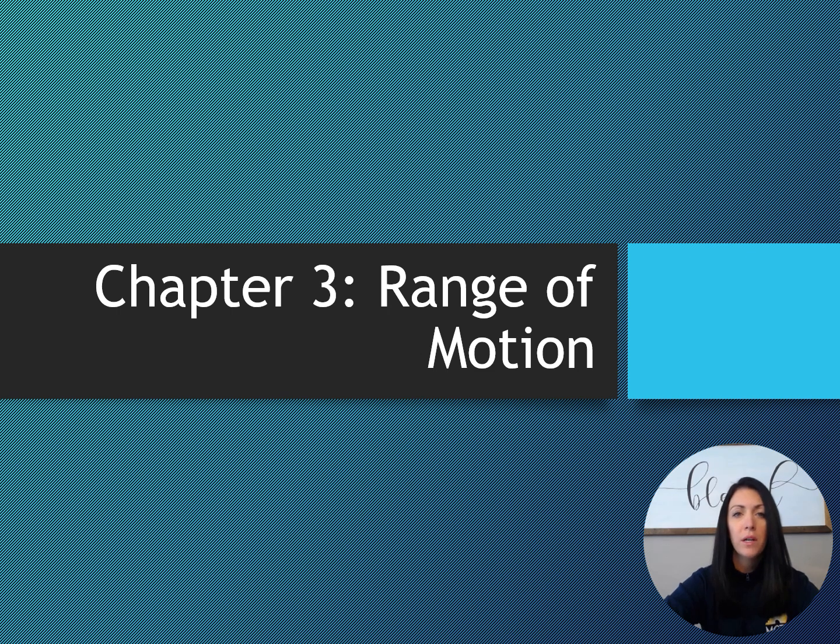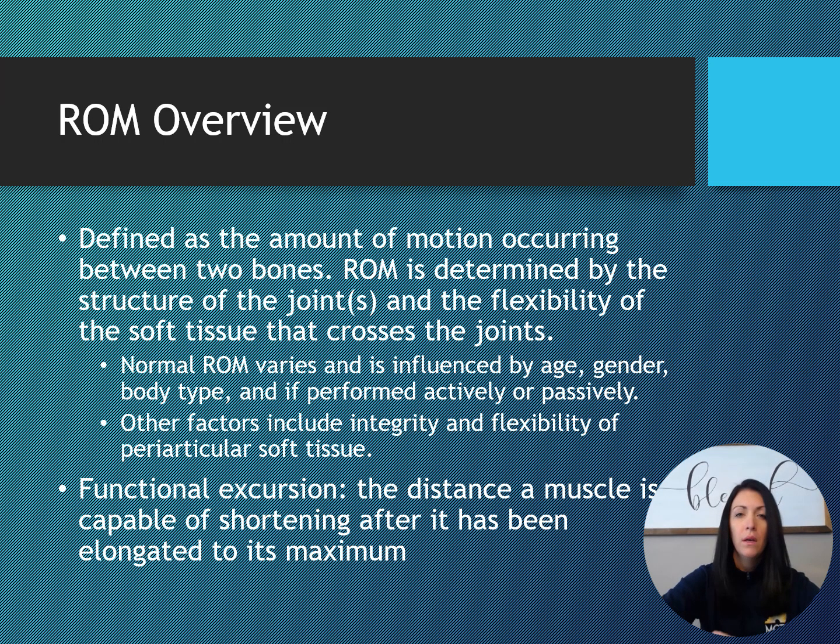Hey everyone, so we're going to be talking about our next lecture, which is over range of motion. Now with range of motion, it's defined as the amount of motion that occurs between two bones. So range of motion is determined by the structure of the joints and the flexibility of the soft tissue that crosses that joint. So with normal range of motion, it'll vary based upon age and gender and body type, and if it's performed either passively or actively.